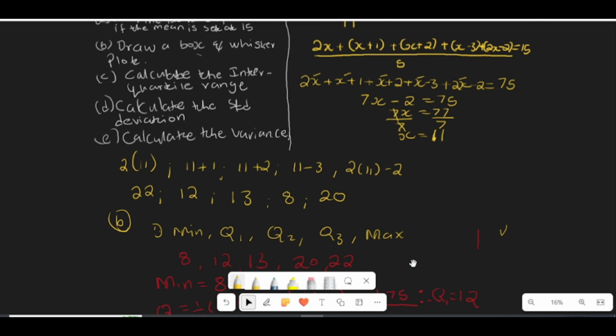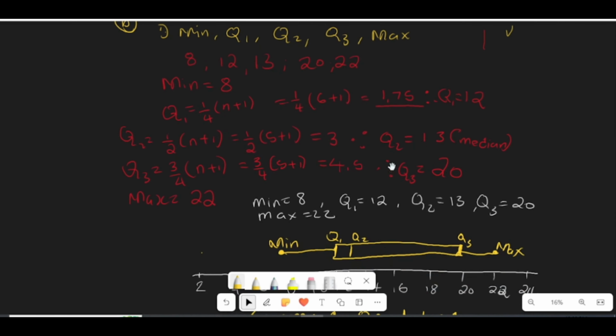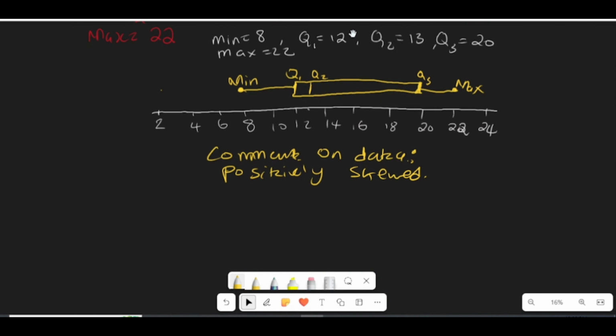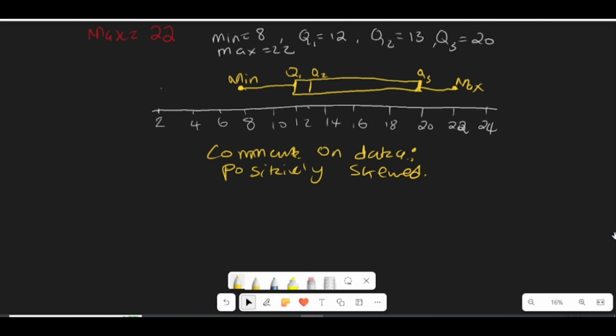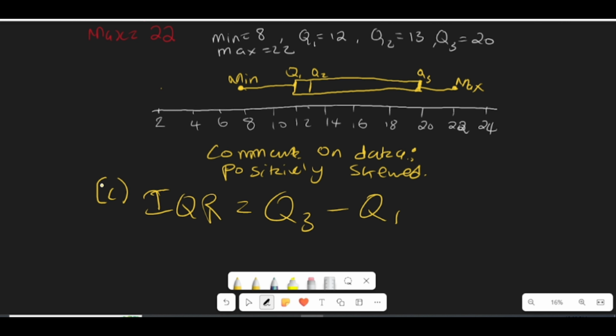Number C says calculate the interquartile range of the data. Let's come back here. The interquartile range is given by Q3 minus Q1. What is the value of Q3? Q3 is 20 minus Q1, which is 12. Therefore, our interquartile range is equal to 8.